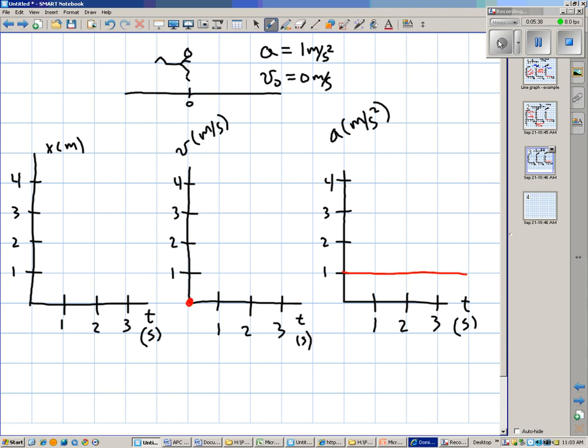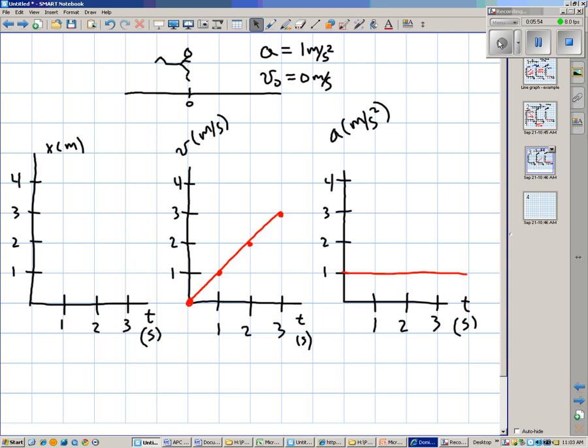And we know we start off at 0 meters per second, but after 1 second, we are going 1 meter per second. After 2 seconds, we're going 2 meters per second. After 3 seconds, we're going 3 meters per second. So we have this nice line there.